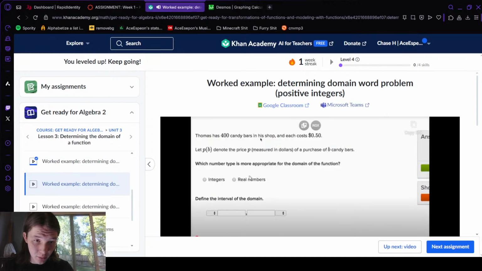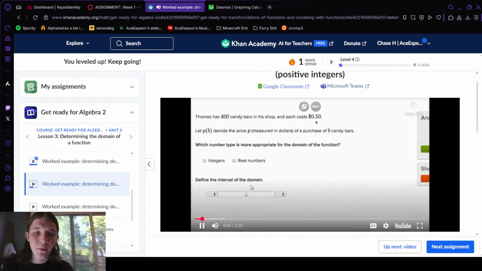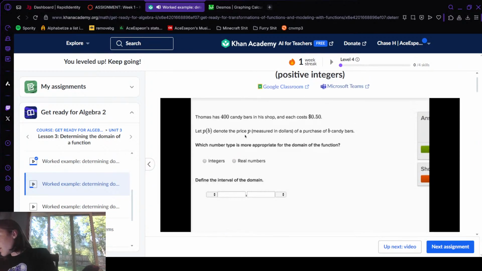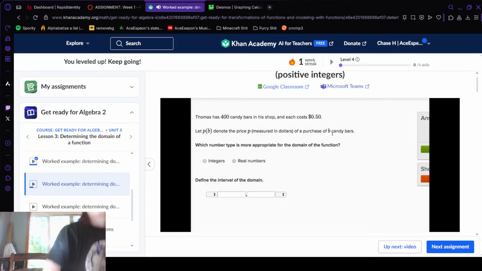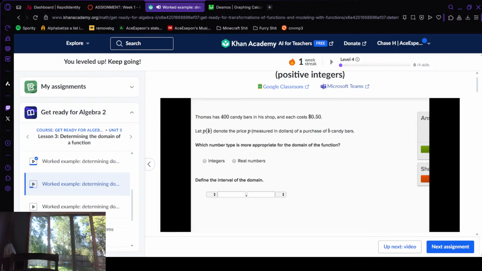Thomas has 400 candy bars in his shop, and each costs 50 cents. Let P of B denote the price P, measured in dollars, of a purchase of B candy bars. I input B, the number of candy bars I want to buy, and P of B will tell me the purchase price. It's really just going to take the number of candy bars and multiply it by 50 cents, but we don't have to worry about that just yet.